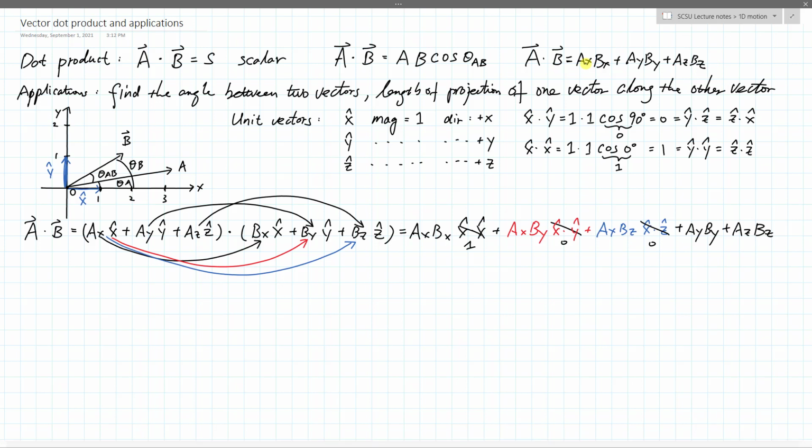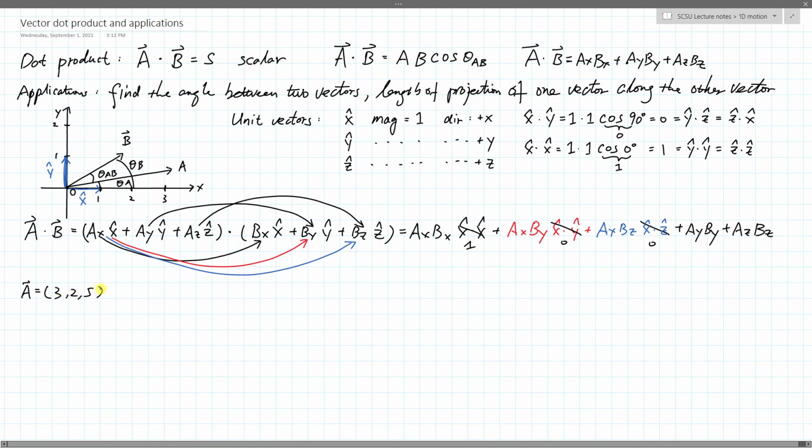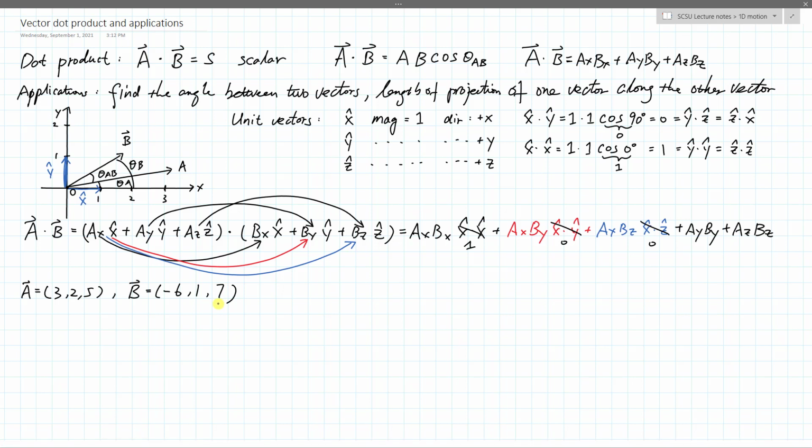Okay, so now that we know this formula works, we'll do some examples. I have a few values that I can use. Let's start with this one here. Vector A is equal to 3, 2, 5. These are rather random values I picked. B is equal to -6, 1, and 7. So, full 3D. And then I'll have another example with 2D, the third dimension being 0.